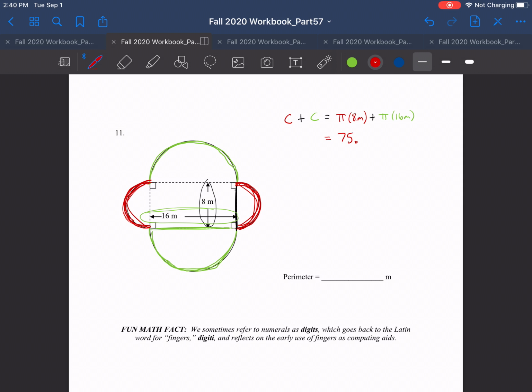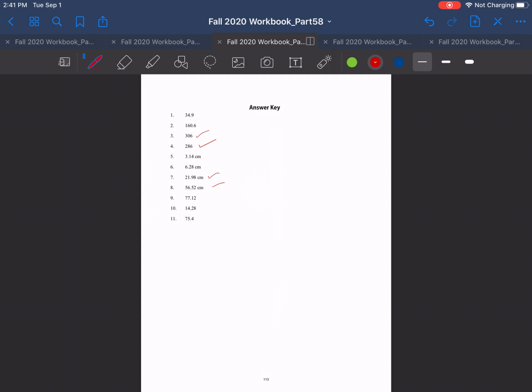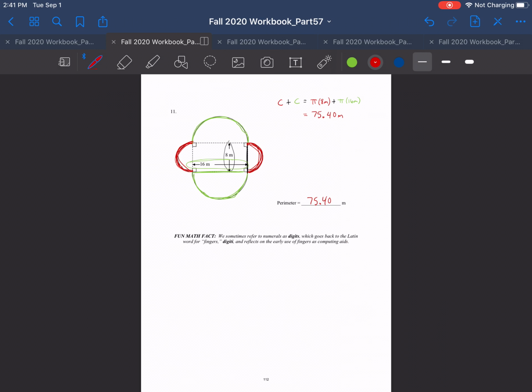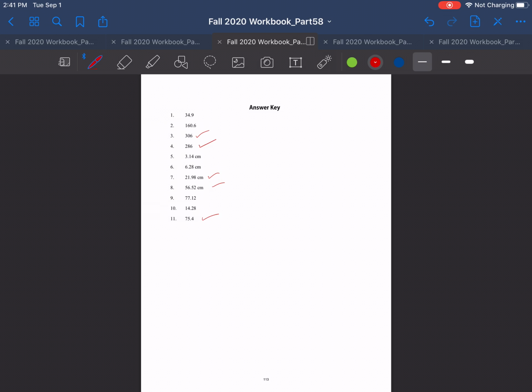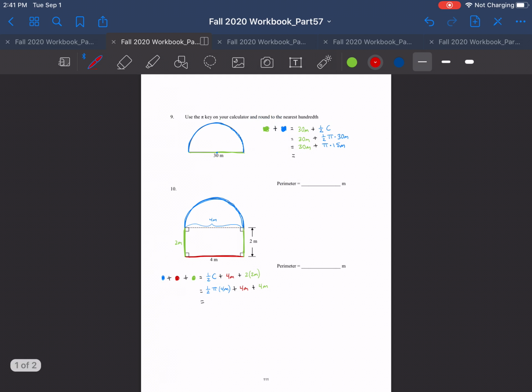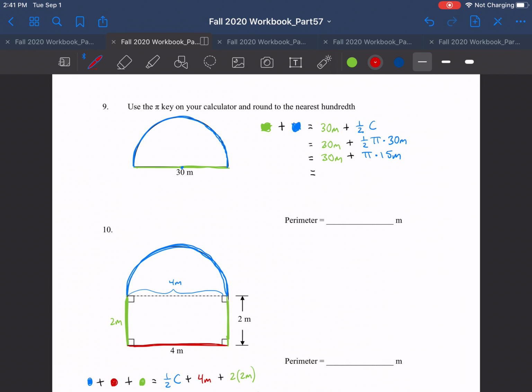75.398. So 75.40 meters is what we got there. And so that's number 11, 75.4. So there we go. That should be it. 9 and 10, did I miss those? Oh, yes, I did, right here. Sorry. So I did almost all of these.